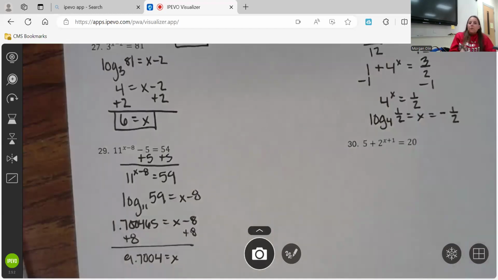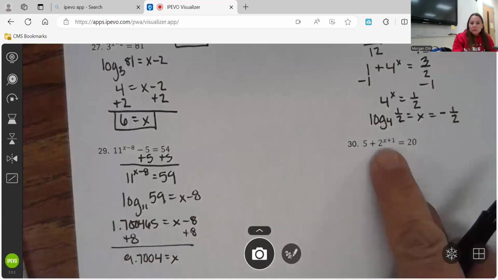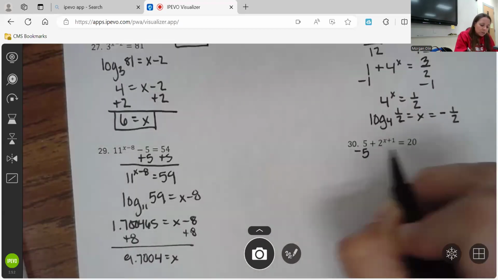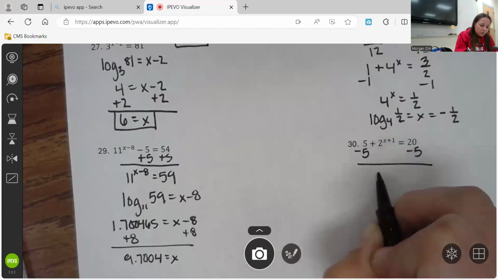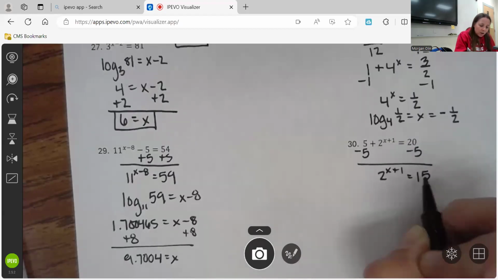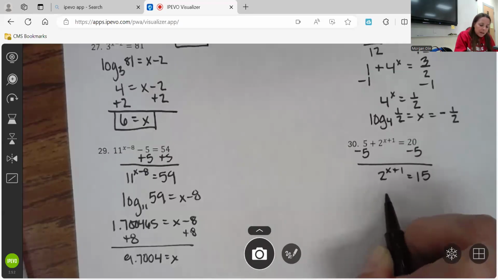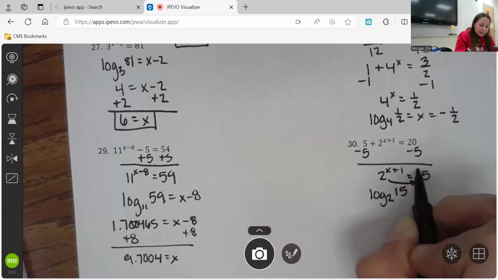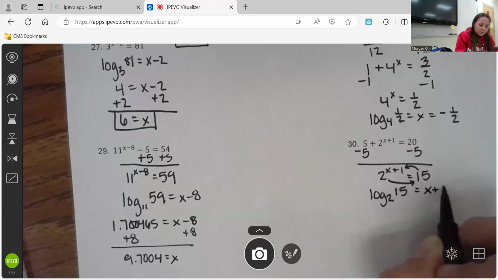The goal is, if you haven't figured it out by now, you've got to get this raised to the exponent by itself. So that's a positive 5. So I'm going to subtract 5. 2 to the x plus 1 equals 15. All right. Now, log form, base 2 of 15, because you're going 2, 15, and then equals the x plus 1.